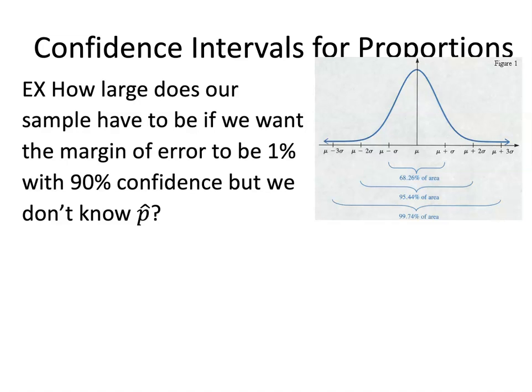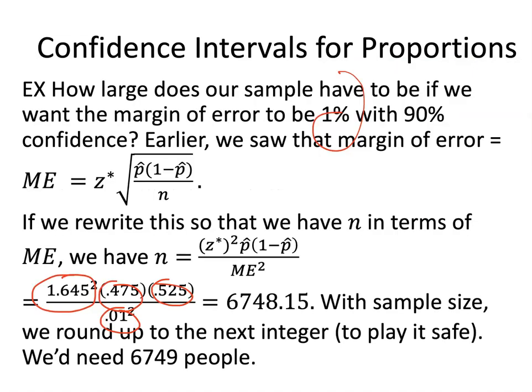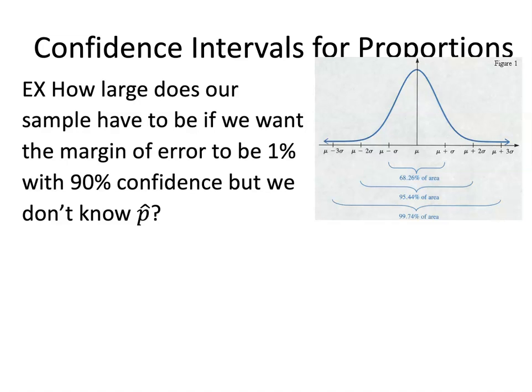How large does the sample have to be if we want the margin of error to be 1% with 90% confidence, but we don't know p hat? See here, we could plug in p hat. What if we don't know p hat in advance? What if we have no idea what p hat is?